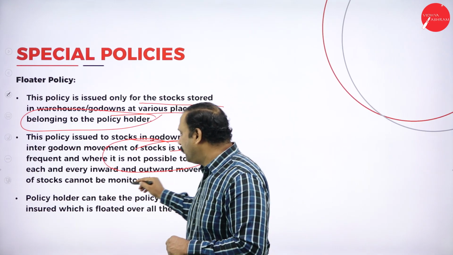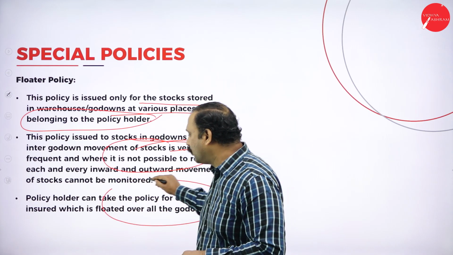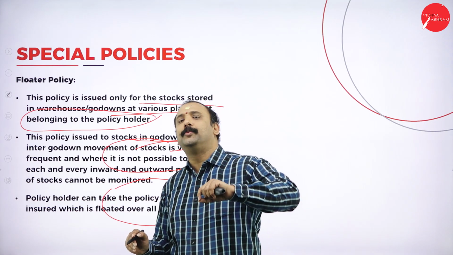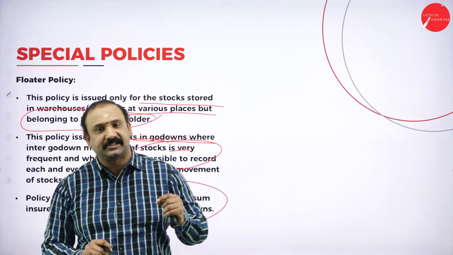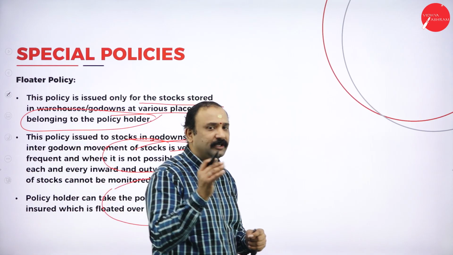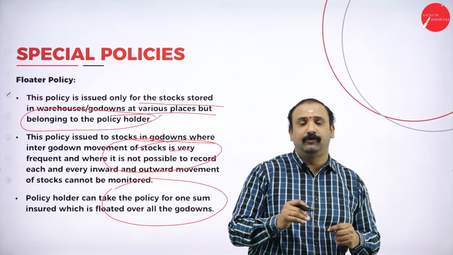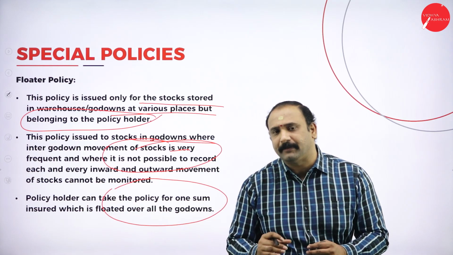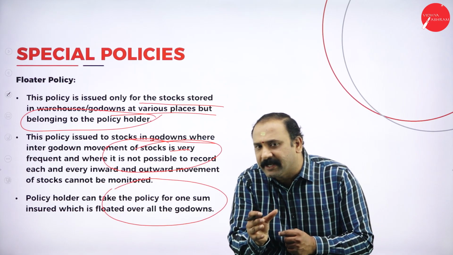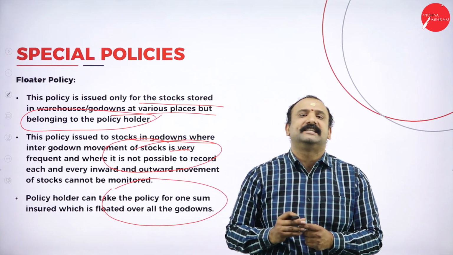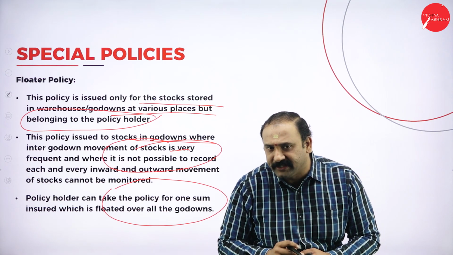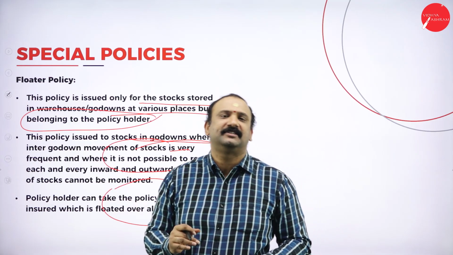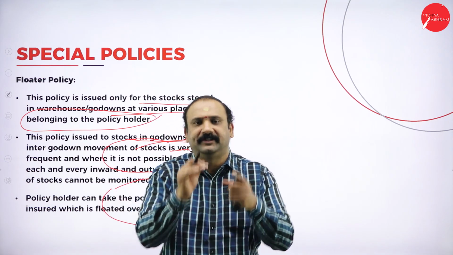The next thing is that the policy holder can take the policy for one sum insured, for one complete factor, which is floated over all the godowns. Now, this is an interesting factor that you might have to learn here. Why is this a floater policy? When I use that word floater, that means one policy applicable to multiple installations across. That's why we call it a floater policy. It floats around for every other system. It floats over the system.